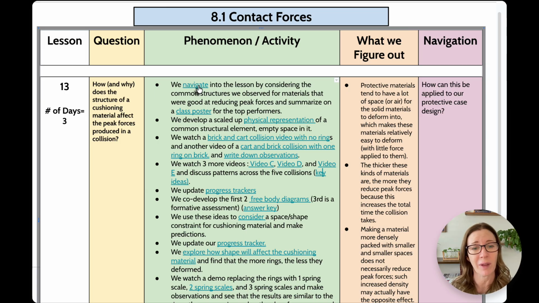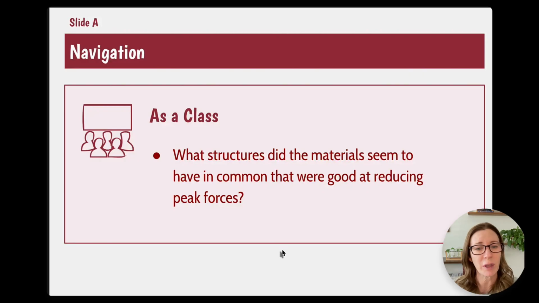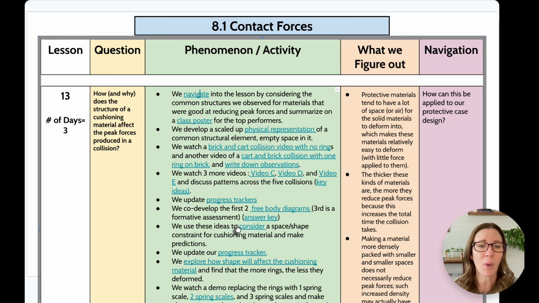Okay, so we start by looking back and we navigate into the lesson by considering those common structures we observed from the last lesson. The structures we looked at were cotton and foam, and we looked at those close-up pictures, and we were talking about what they had in common for those top performers, those that were good at reducing the peak forces. And what we realize is that they all had these structures that had space in them.